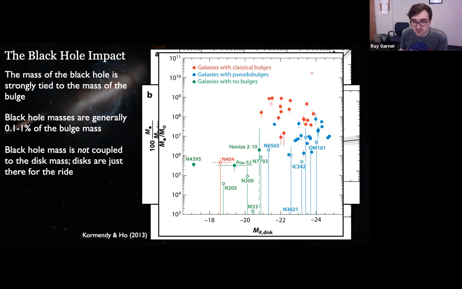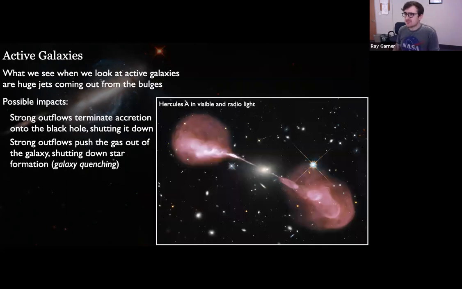It's not doing much. And what we've noticed, because we're talking about galaxy evolution, let's stop talking about black holes and return now to galaxy evolution, is that those active galaxies have these huge jets coming out from the bulges. We don't know how these jets are created. That's still an active area of research. You can see Hercules A, that galaxy at the center, invisible, and then its jets are in radio, that nice red on the outskirts.